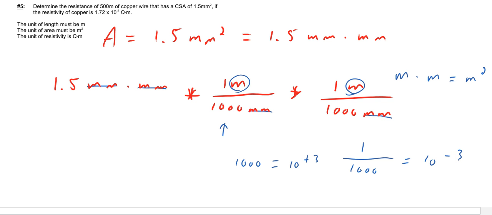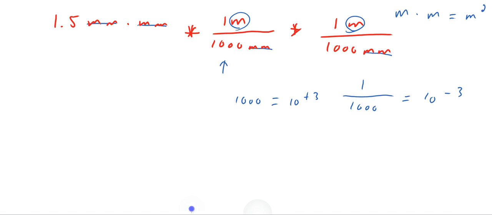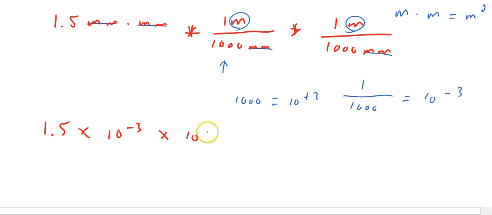the negative 3. And so what that means is that our area is 1.5 times 10 to the negative 3 times 10 to the negative 3 meters times meters, or 1.5 times 10 to the negative 6 meters squared.